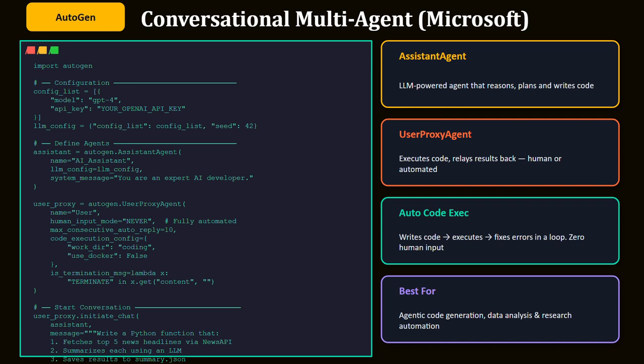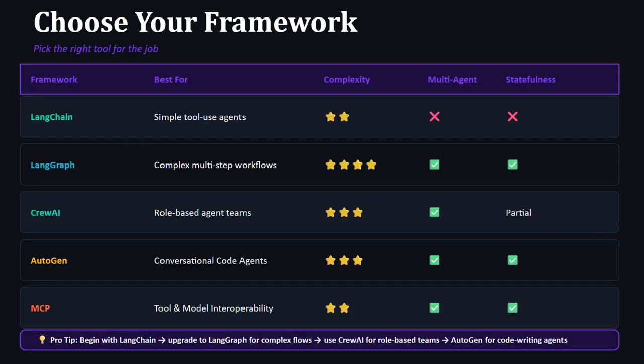Now AutoGen, it is from Microsoft. It is also a good framework for creating agents. Here we are creating an agent as an assistant, which works like an assistant for any task, with agentic code generation, data analysis, and research automation. That is also good. So choose your framework, whichever is more important, considering limitations and features.